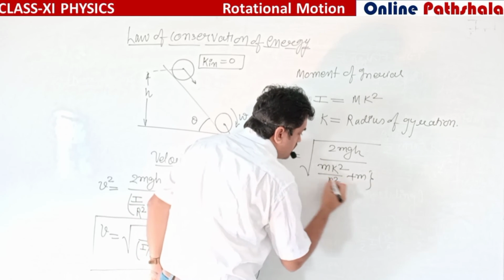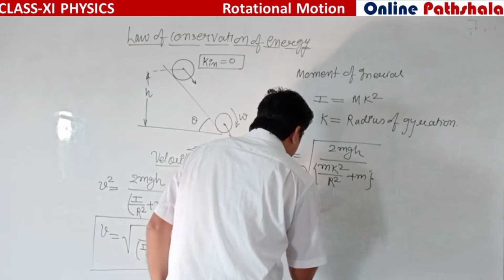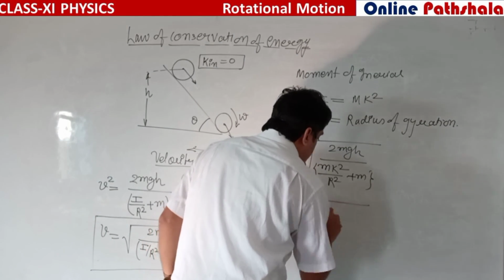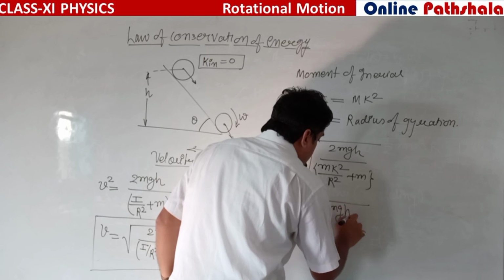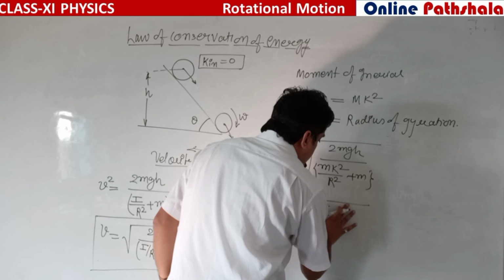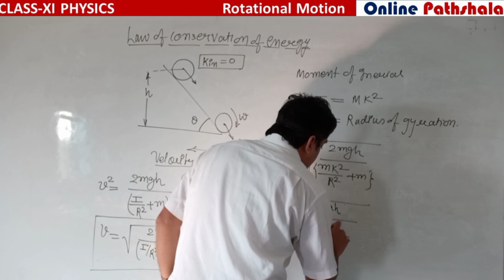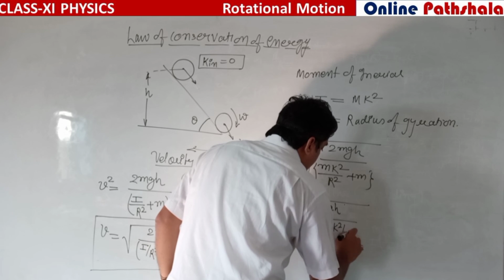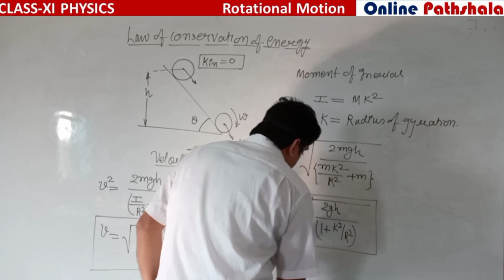Now what we can do? We can cancel m. So this velocity can be written as root of 2mgh, where m will cancel out, so it is root of 2gh divided by (1 plus k square by r square). Okay, so it is the concept.